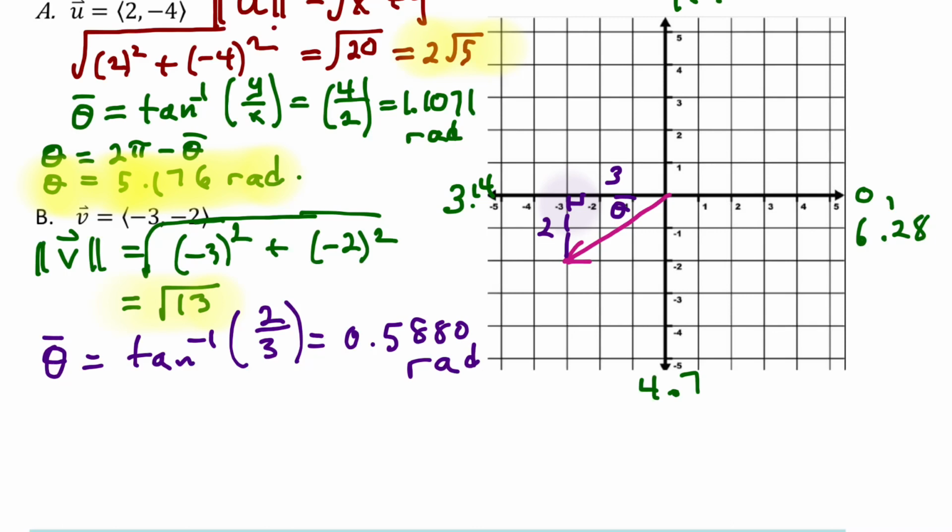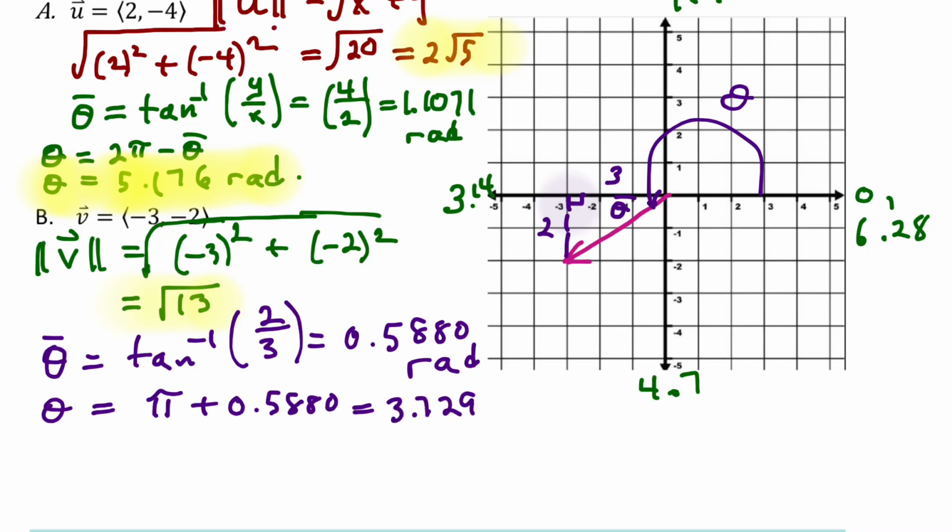And we want, in standard position, the angle theta. So that would be pi plus 0.5880 radians, which is 3.7296 radians. All right, so then we look and see whether that makes sense. So 3.14 here, 4.7 here, and our number is in between and in the third quadrant, so that makes sense.